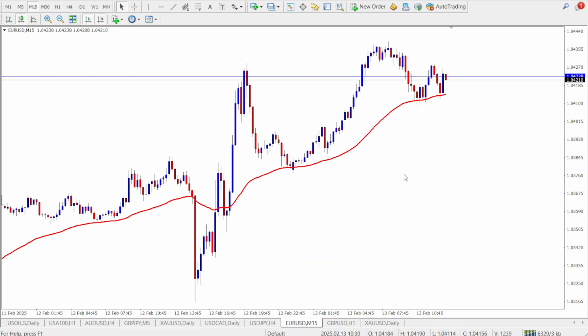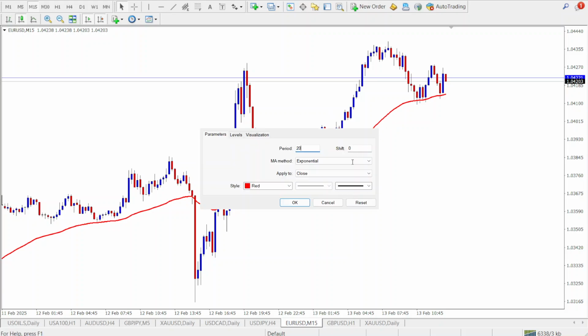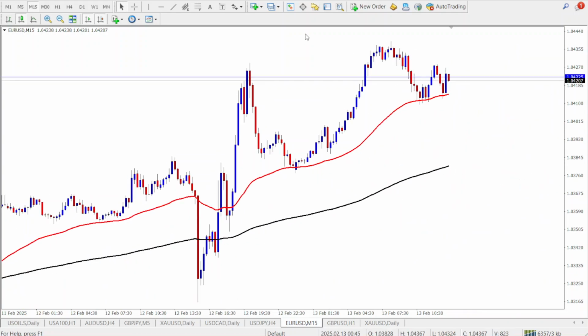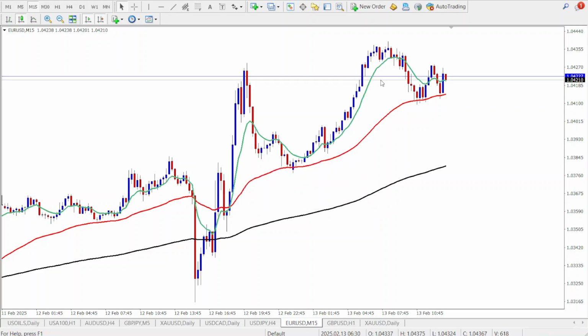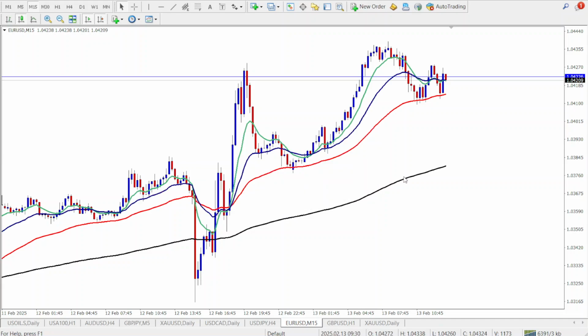Traders often use the 50 period and the 200 period moving averages to determine long-term trends. While for short-term trends, traders often use the 9 period and the 21 period moving averages.